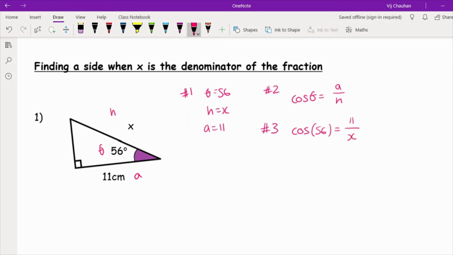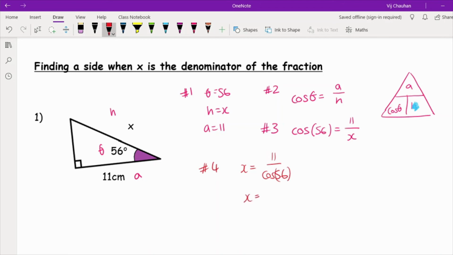Now if I go back to my triangle of knowing what I need to do, here I've got my a, here I've got my h, and here I've got cos theta. For this, my x is actually at the bottom, and my x is the hypotenuse. So if I cover that h, then to work out what x is, I need to divide the adjacent by the cos theta relationship. So step 4 is x equals 11 over cos 56, and I put the 56 in brackets.